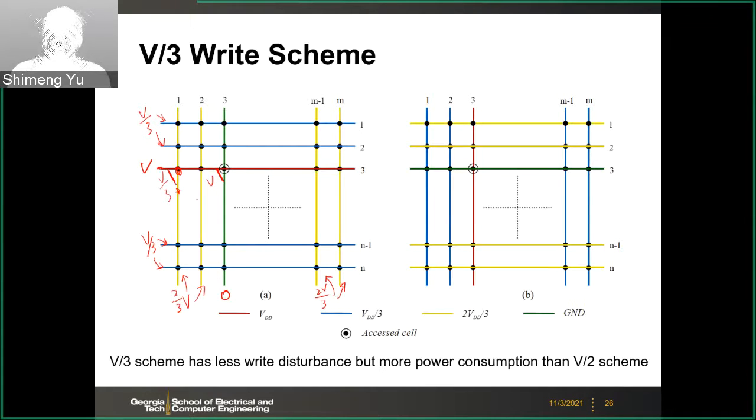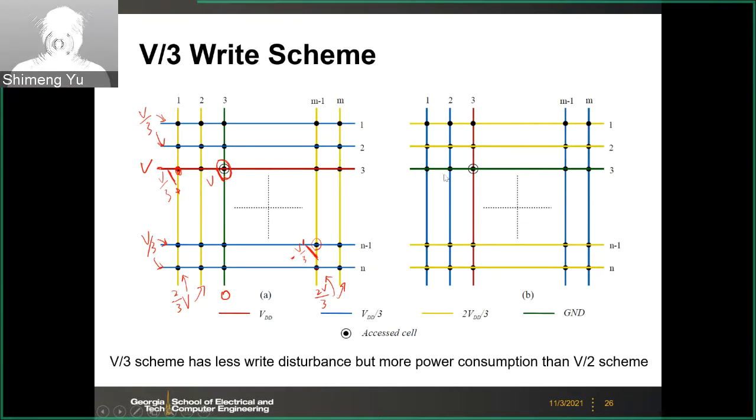1/3 of the V. And also for those cells that are not on the selected word line or bit lines, for example, this one, you can check. In this case, this side is V/3, the other side is 2/3 of the V. So here you have a negative V/3 across it. So you can conclude that for the selected cell, you have voltage V across it, and for all the other unselected cells, you have V/3.